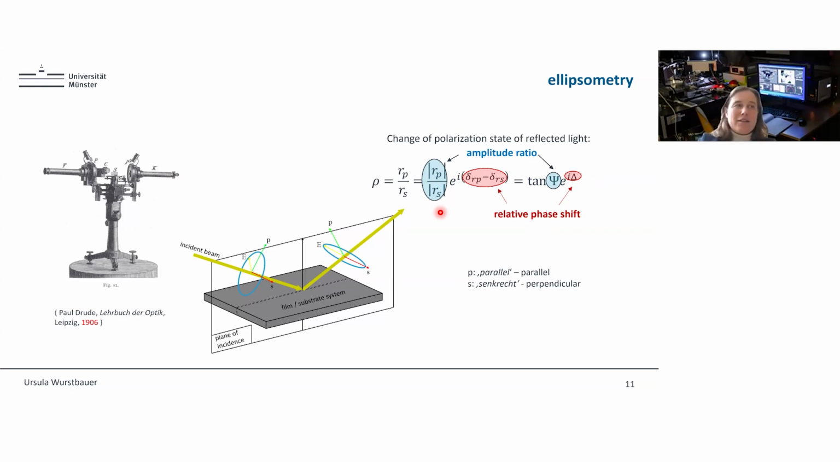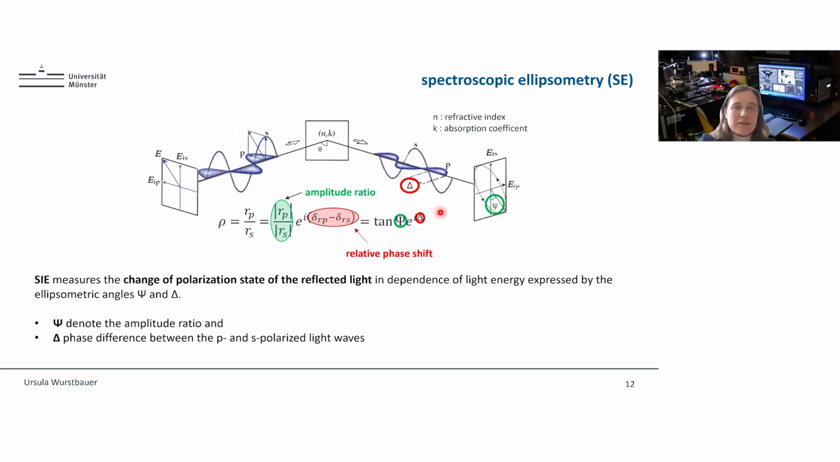Okay. If we have a closer look at how we can express this, we span this coordinate system. The amplitude ratio is exactly what we determine, and from that we then get the phase shift. In this phase shift, all refractive indices and all thicknesses of the thin layers are contained, and the calculation does exactly this.